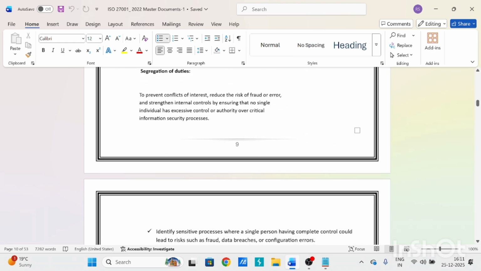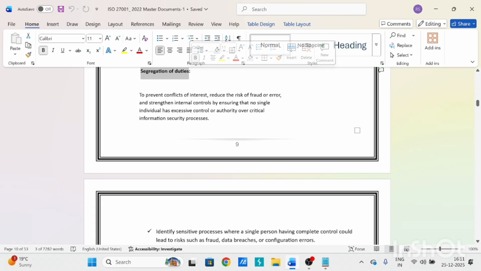SOD is the most important part of the organization, because SOD prevents conflict of interest, reduces the risk of fraud or error, and strengthens internal controls by ensuring that no single individual has excessive control or authority over critical information security processes.